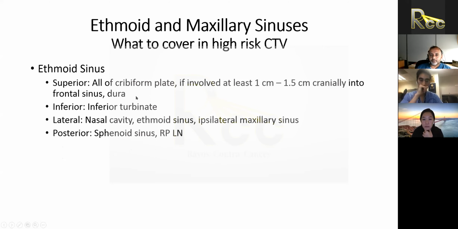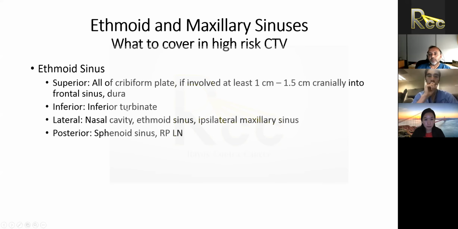For ethmoid sinus patients, these are really tough to treat because, one, you can't think of these tumors as lateralized, which you can do for a maxillary sinus patient. This is essentially a midline structure. So you're essentially going to treat all of the ethmoid sinuses. You're going to treat all of the cribriform plate. And if there's involvement of the cribriform plate, you're going to go even further cranially into the frontal sinus and posteriorly into the dura. Because these patients can then crawl along the path of cranial nerve 1 and go intracranially.